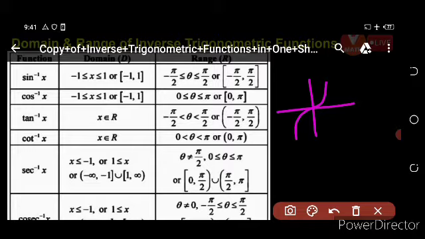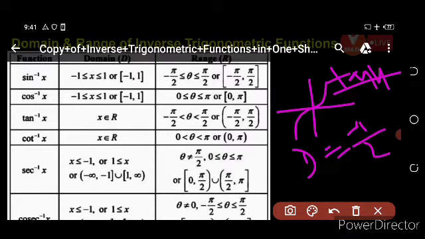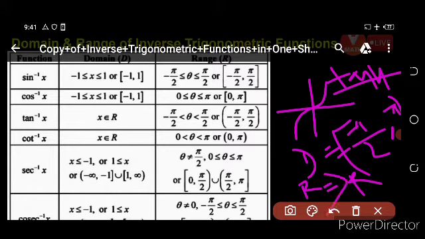So here the domain belongs to real numbers, and the range belongs to the open interval minus pi by 2 to pi by 2. And in case of tan x, the domain is minus pi by 2 to pi by 2, and the range is all real numbers. Here the opposite is present.